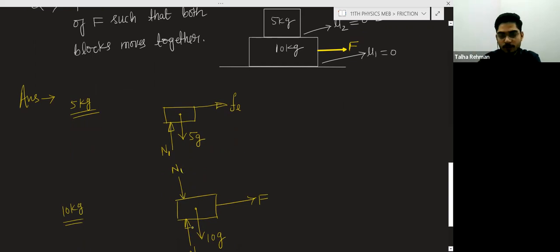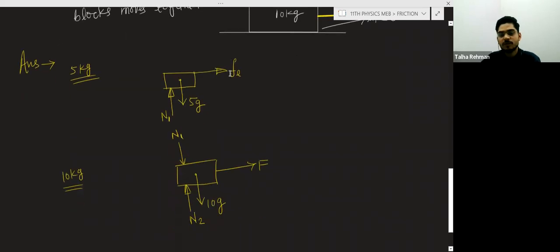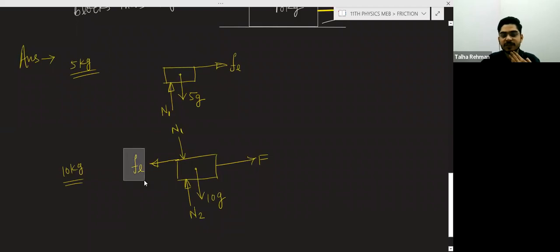N1. Now one more point, this surface is frictionless, no? This surface is frictionless because mu1 is 0. So when this block moves in this direction, there will be no friction force on this surface. But this is a frictional surface. So when this 10 kg moves in this direction, there will be a frictional force in this direction, tangential to the surface. That frictional force will again be FL, the limiting friction force.